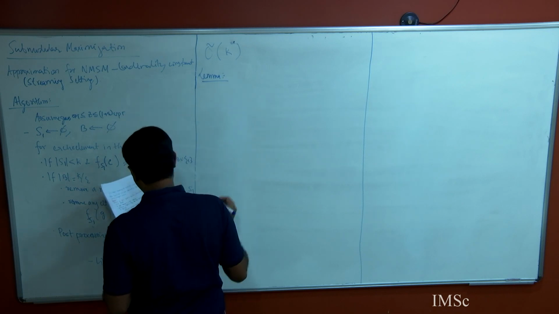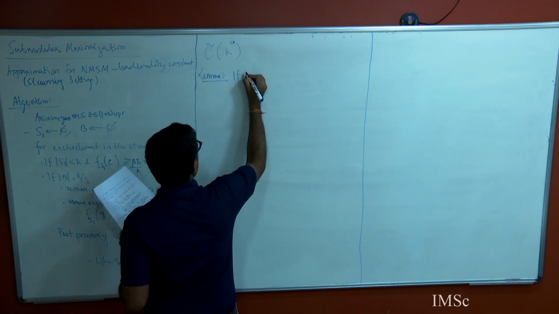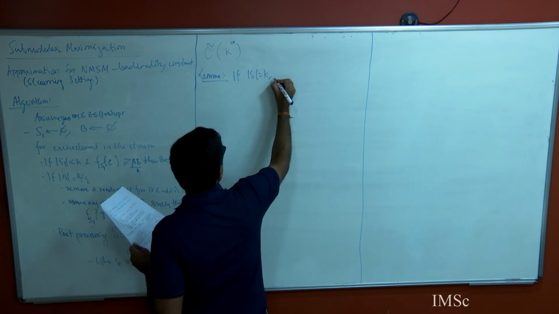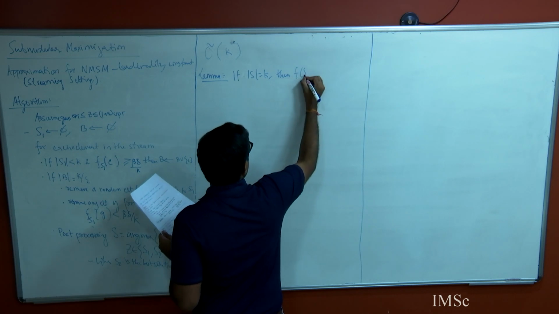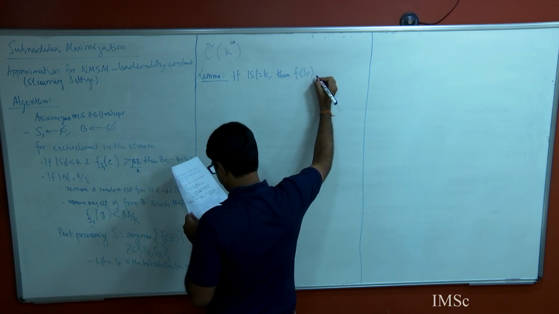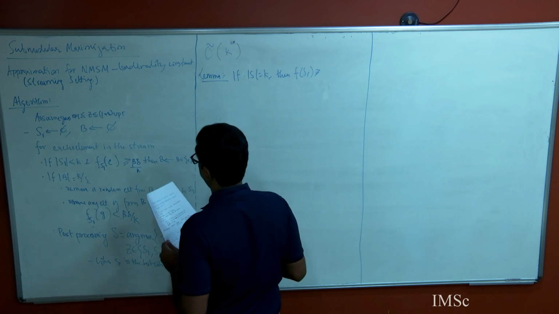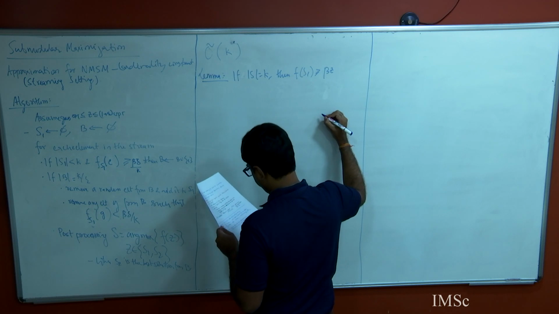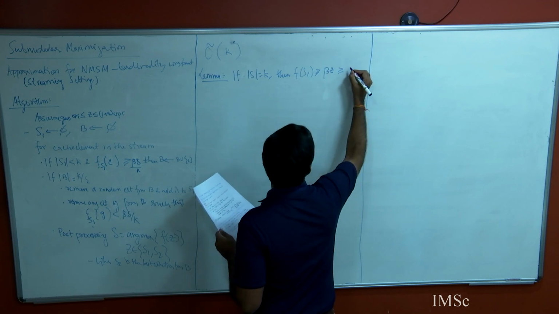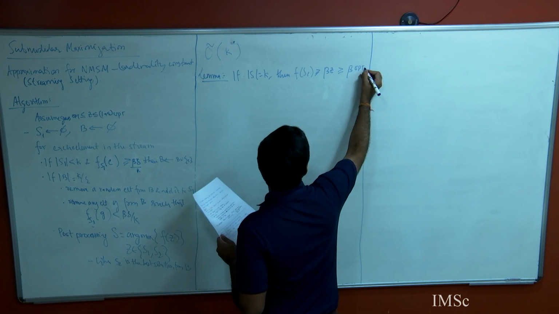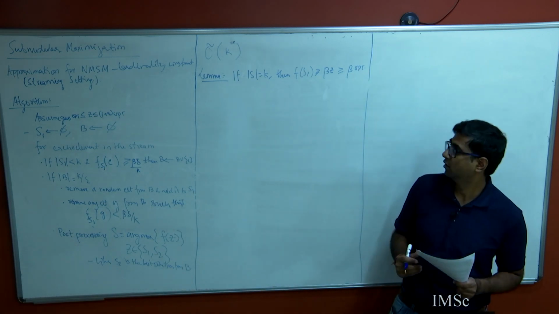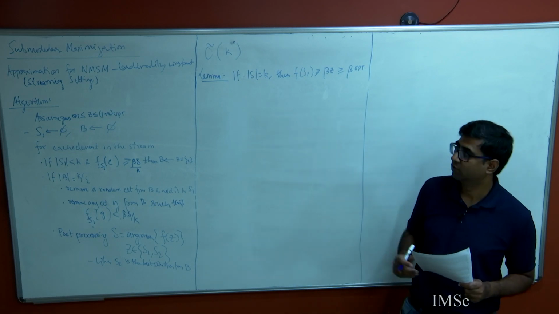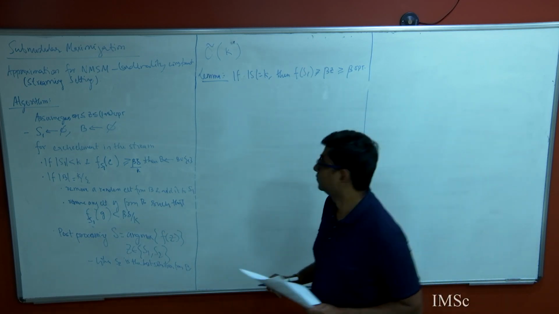What this tells us is, if mod s equals k, then f of s1 is at least beta z, which is beta times opt, by our choice of z. I want to prove this.